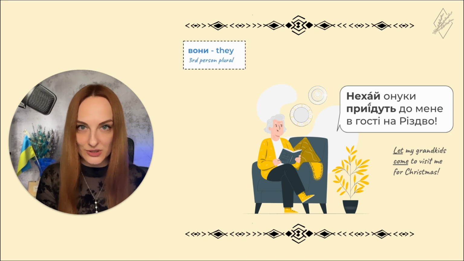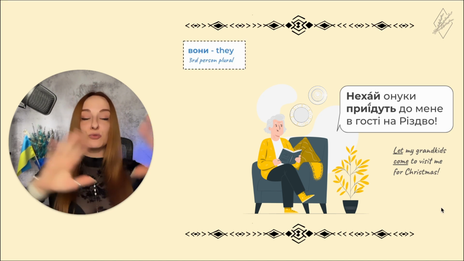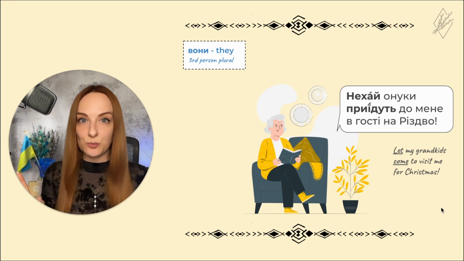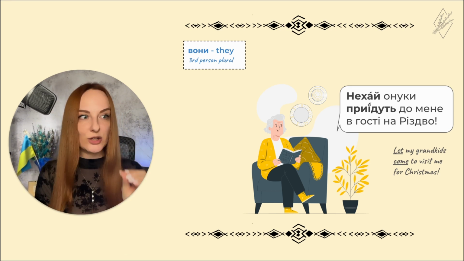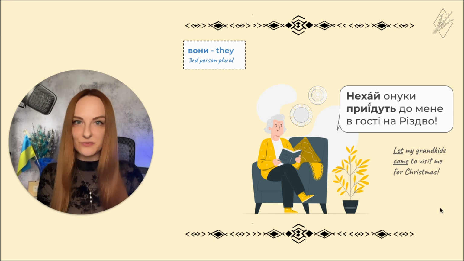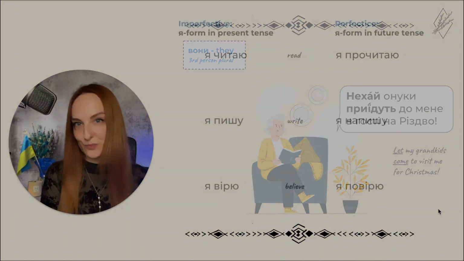Then we would say нехай онуки приїдуть до мене в гості на Різдво. So let my grandkids come to visit me for Christmas. This is the third person plural form. So now you have seen all those examples, and we will go a bit deeper to see how to actually create these forms of the verbs for each of these three types.